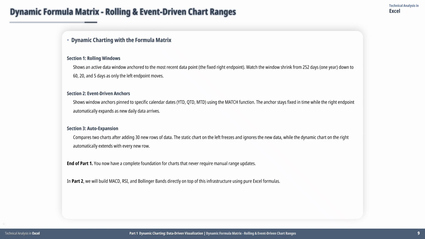Section 3 shows auto expansion side by side. Both charts start with the same 620 rows of data. Then 30 new rows are added one at a time. The static chart on the left freezes immediately. The new data exists in the spreadsheet, but the chart ignores it completely. The dynamic chart on the right extends automatically with every new row, no intervention required. This is exactly why the dynamic index formula is the only correct choice for any live market data dashboard.